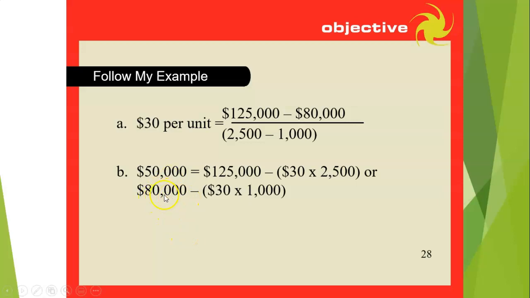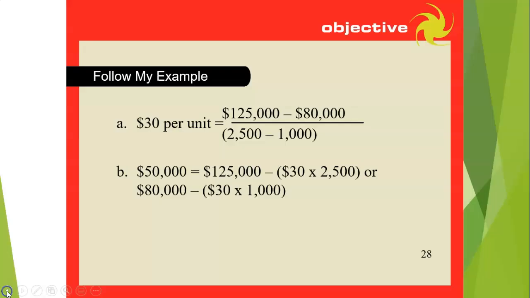Here for January, I have 80,000 minus the 30 times 1,000. Okay, and I will get the same answer. I will end up with the same fixed cost answer. Whether I use this highest or this lowest, I'm going to get $50,000 for my fixed cost. So I know my variable is $30 a unit, and I know my fixed is $50,000 flat.